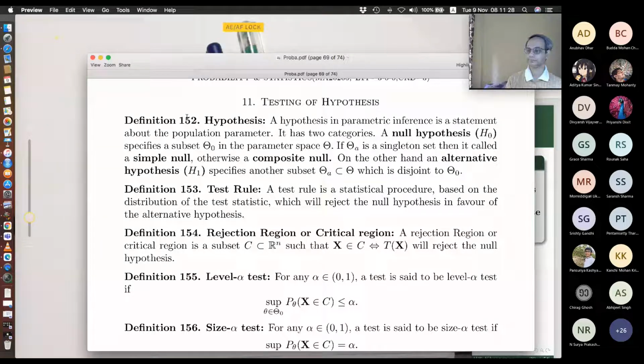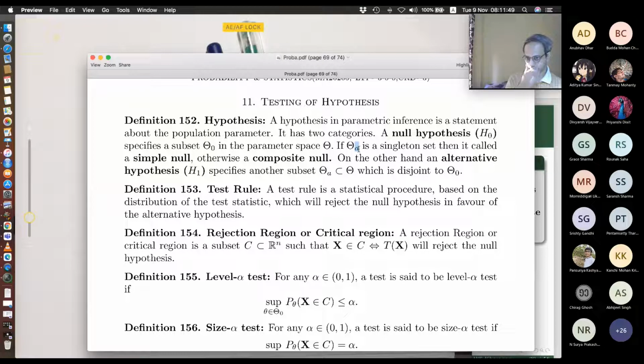Hello. Sir, in the definition of hypothesis, in the third line, it's written if theta A is a singleton set, should it be theta naught? Yes, this one should be theta naught. Correct. Okay. Thank you, sir.